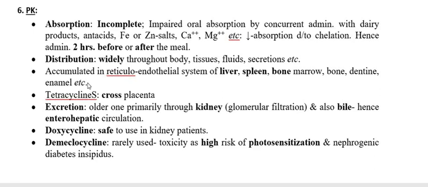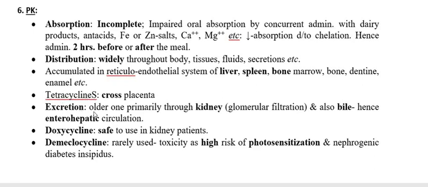and that are going to be deposited there, and they are going to form the brown discoloration of dentine, bone, or enamel. This is usually seen in developing bone or developing teeth. Not only is this widely distributed, it also crosses the placenta, so the drug easily reaches the fetus. So usually we avoid administering tetracycline in case of pregnancy.